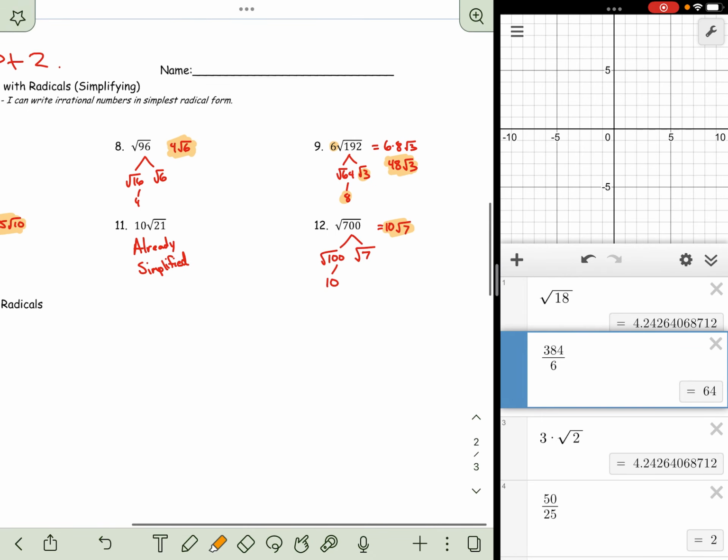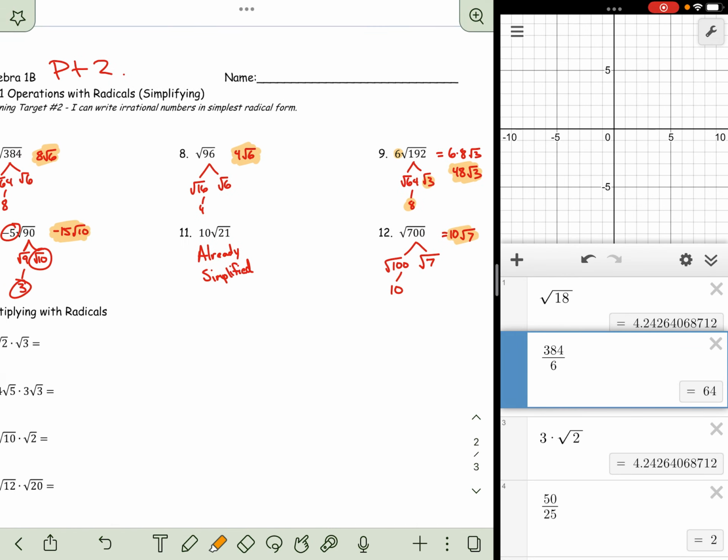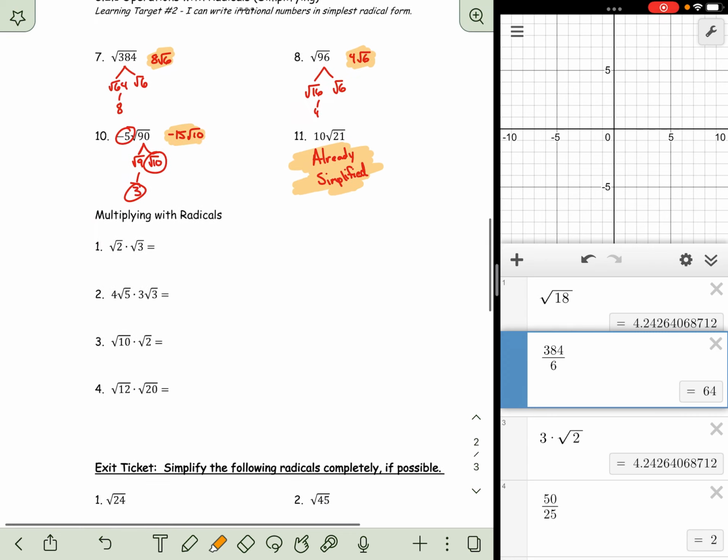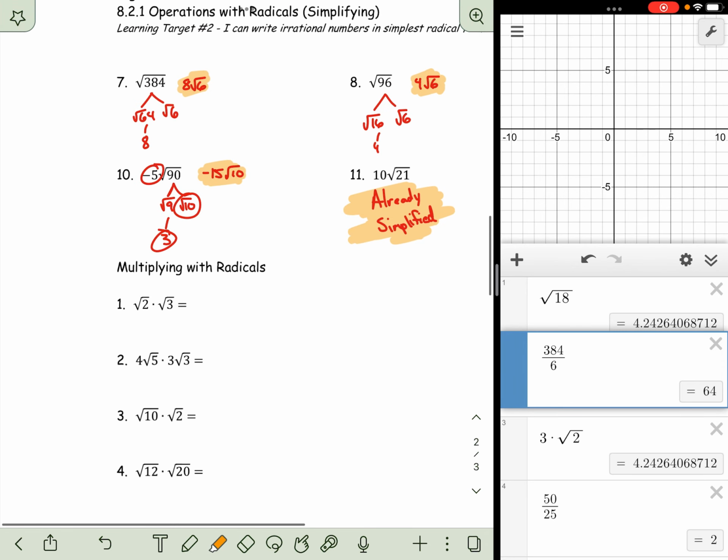Okay, there you go. All right. So there's our answers. Go ahead and take a look. You got 8 radical 6, 4 radical 6, 48 radical 3, already simplified, -15 radical 10, and of course 10 radical 7.